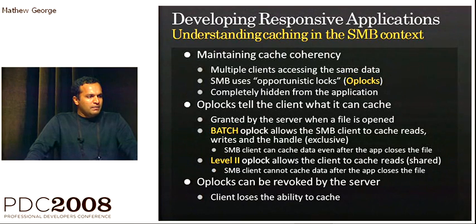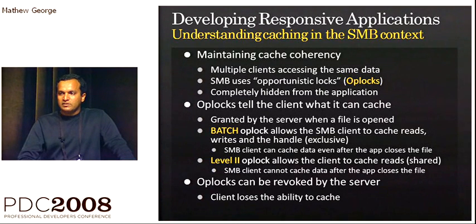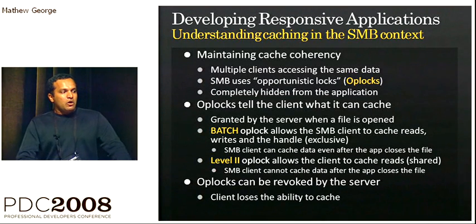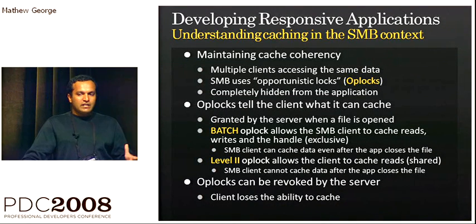A lot of people actually confuse file locks with op locks. They have nothing to do with each other. Op locks is basically just a cache coherency protocol, which SMB uses. That's it. Now, op locks are granted by the server, and it tells the client what kind of information it can cache.